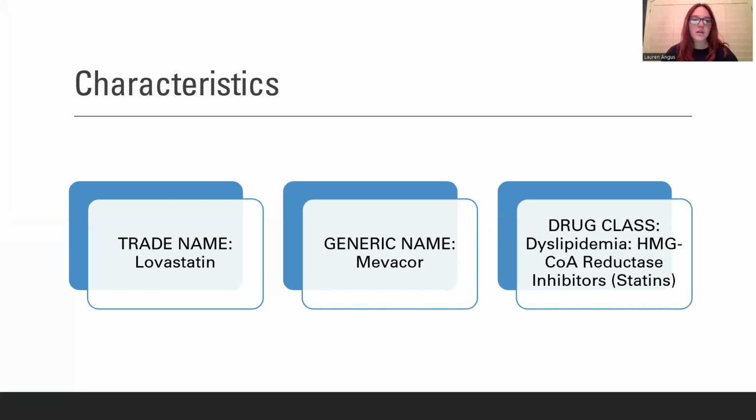All right, so we're going to start off talking about the characteristics of lovastatin. The generic name is lovastatin, the trade name is Mevacor, and the drug class is dyslipidemia. So it's an HMG-CoA reductase inhibitor, otherwise known as statins.